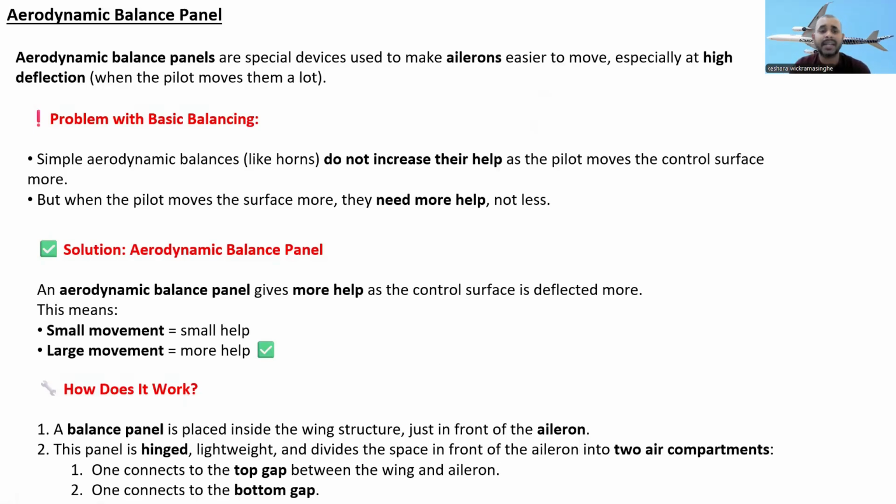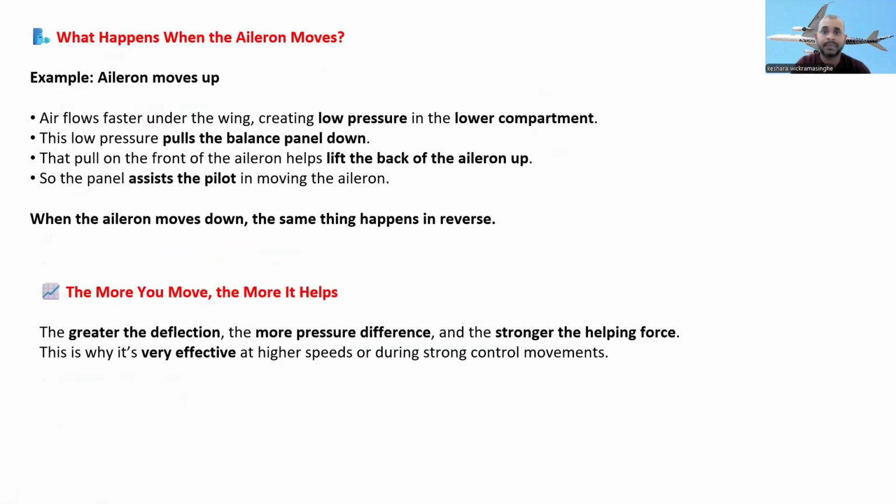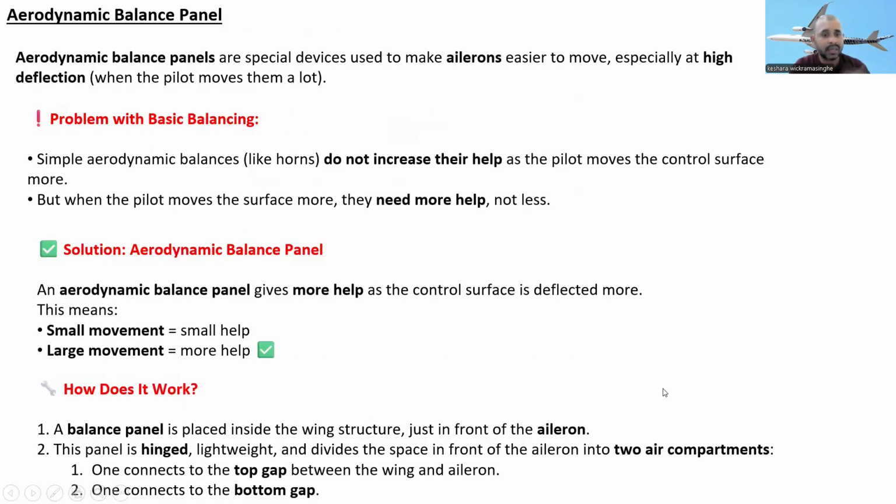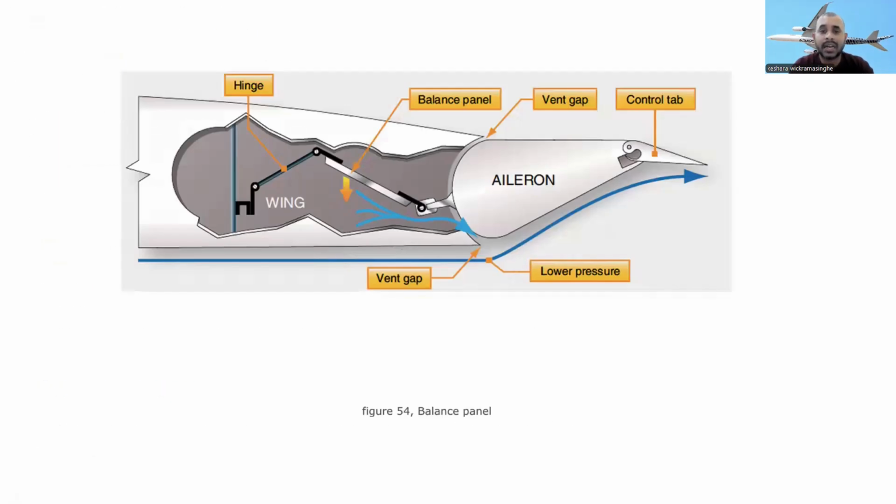A balance panel is placed inside the wing structure, just in front of the aileron. This panel is hinged, lightweight, and divides the space in front of the aileron into two air compartments. One connects to the top gap between the wing and aileron, and the second one connects to the bottom gap.